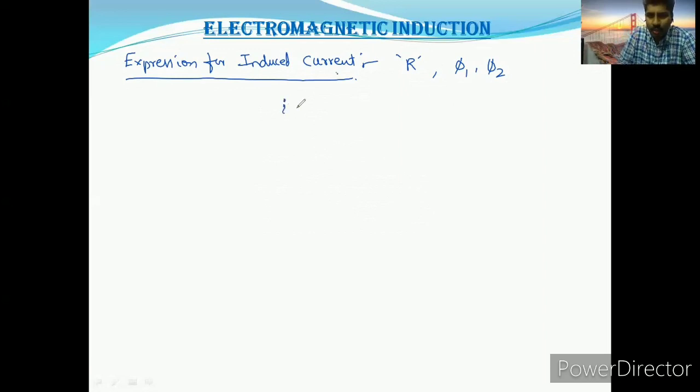Now, what can we write for the current? Ohm's law, E by R. EMF means voltage, so V is equal to IR. So I is equal to E by R, where E is the voltage. Now, previously we derived the expression for induced EMF: N times phi2 minus phi1 by dt. Here R also is there. This is nothing but E.